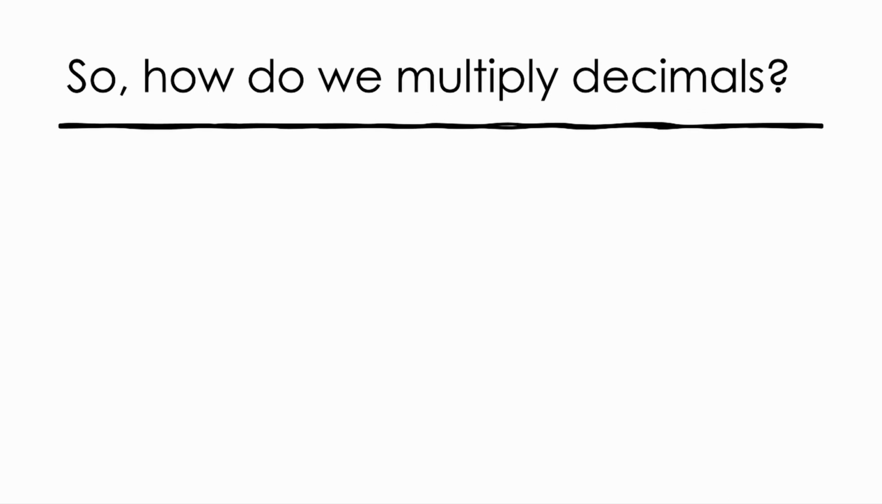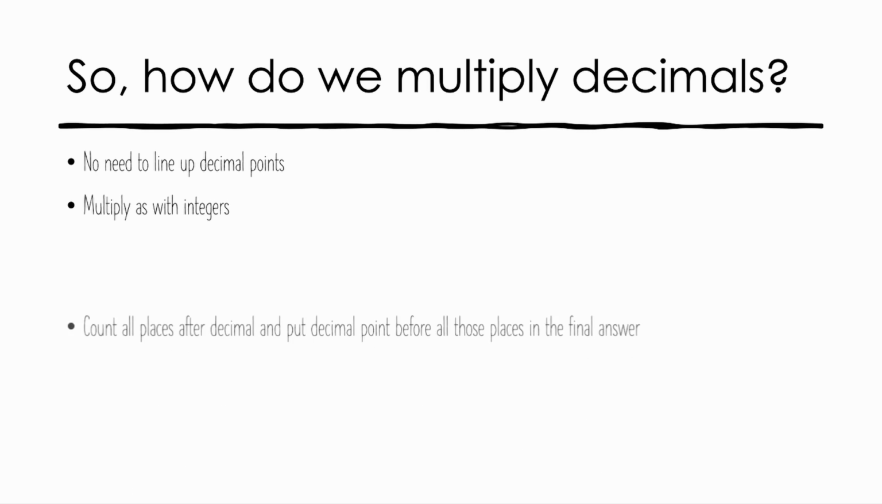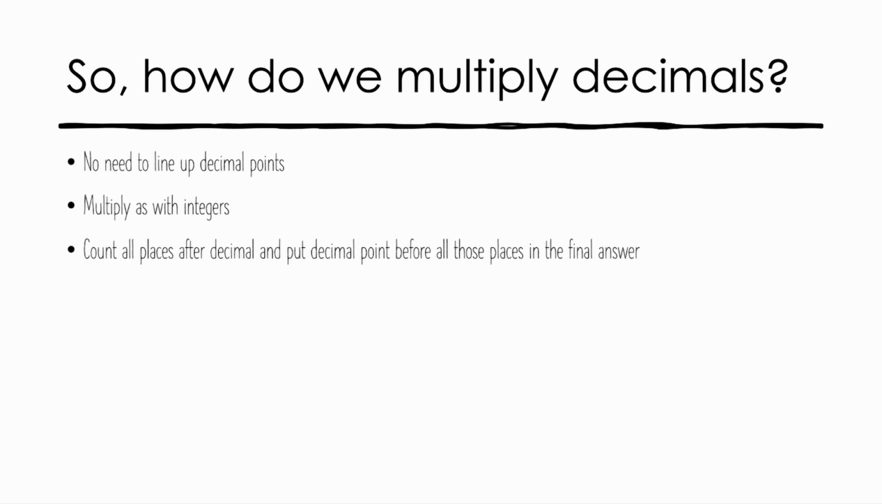How do we multiply decimals? We don't need to line up decimal points for either multiplication or division. But we anyways do division in a different way than multiplication, so let's leave that aside for now. So we multiply just like we do with integers, ignoring the decimal points for now. And then, once we're done, we count all the decimal places that are after the decimal point, and then put the decimal point before all of those places in the final answer. And if this doesn't make sense, I'll show you in the next slide.